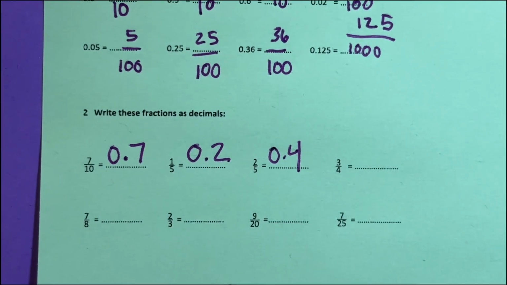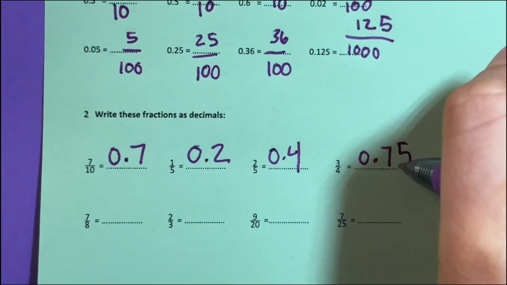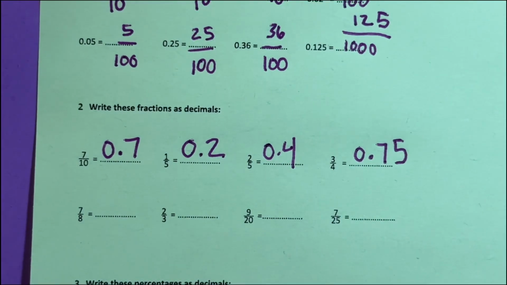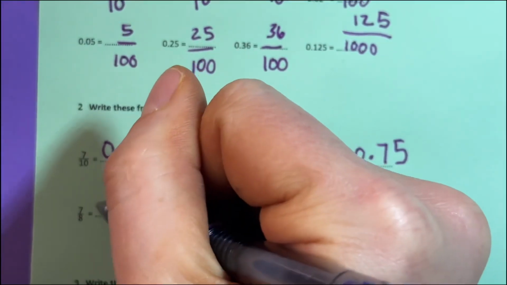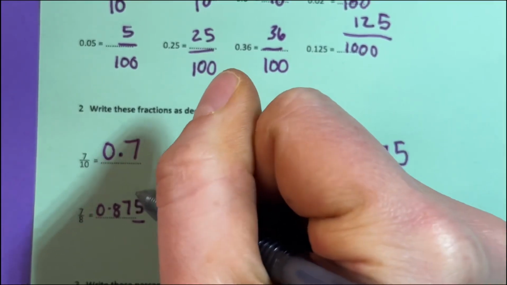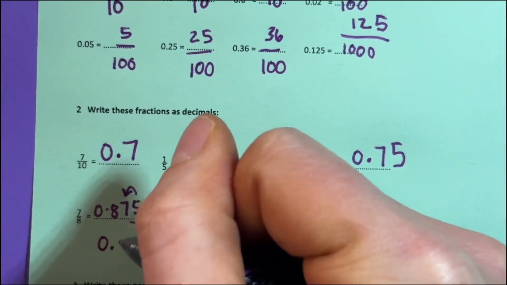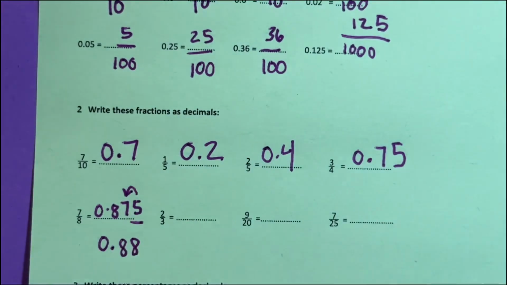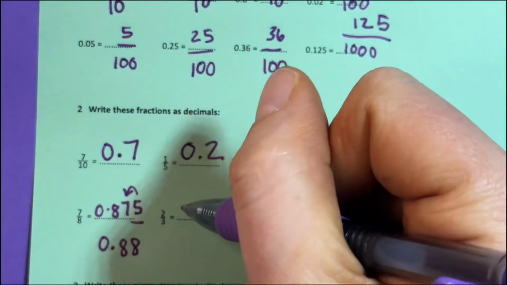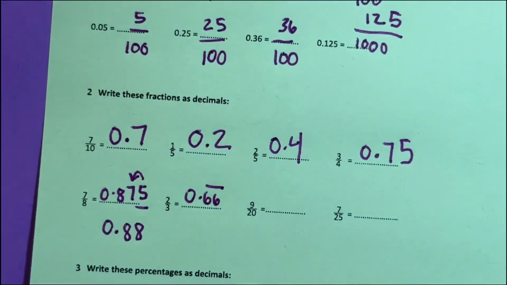3 divided by 4, that's going to be 0.75. 7 divided by 8, that's going to be 0.875. Like this, but I don't want 3 digits. I just want 2. This 5 rounds the 7 up because it's 5 or greater. So it's going to be 0.88. 2 divided by 3, that's going to be 0.666 repeating. So you can just put 0.6 with a little line over it.